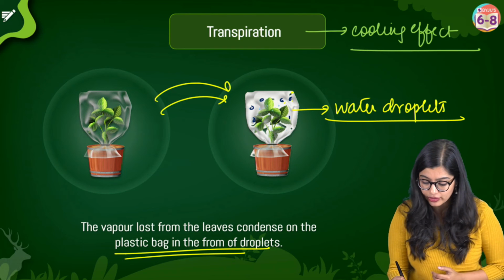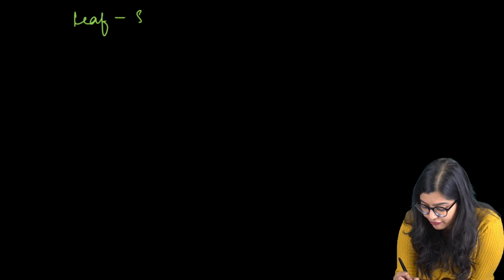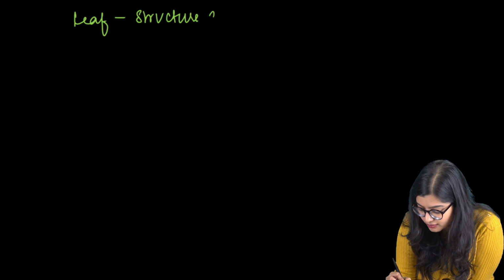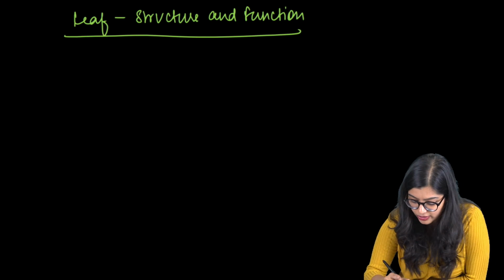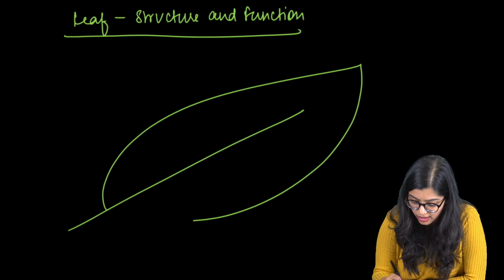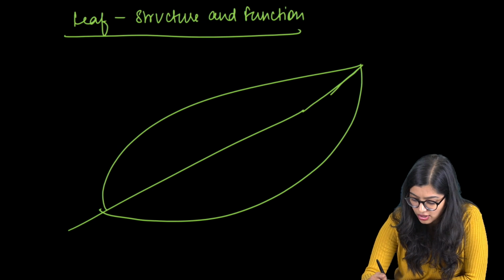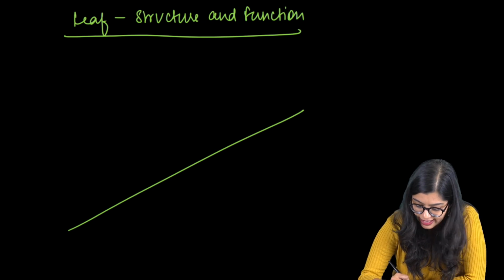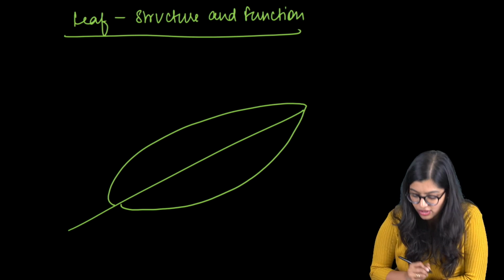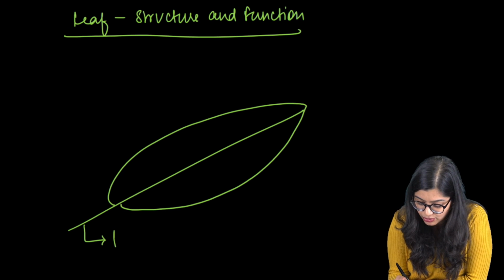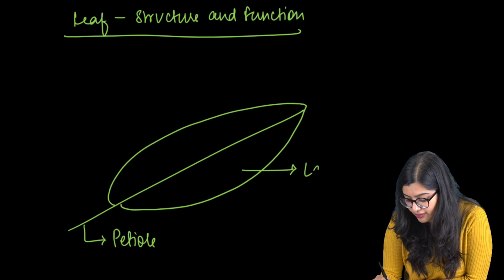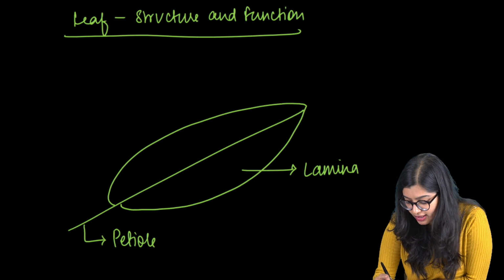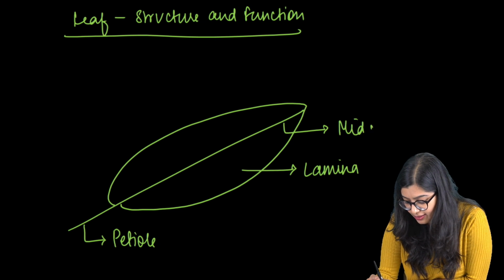So quickly to recall whatever we studied so far, we learned all about the leaf, its structure and its function. Let me draw a nice leaf here. When we talk about the structure of the leaf, we know that the leaves are attached to the stem with the help of a petiole. The broad flat surface that you observe is what we call the lamina. This prominent part here is what we call the midrib.